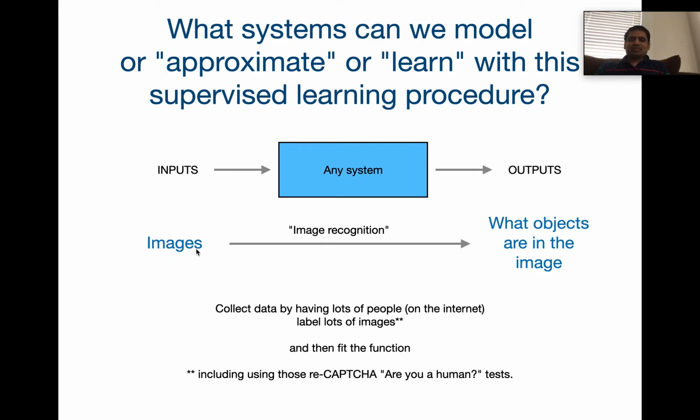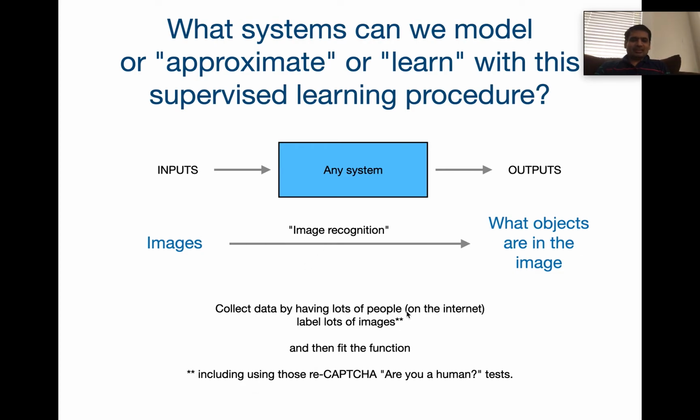I'm going to quickly go through a few examples. Imagine the inputs are images, and the outputs are what is the object in the image or what are the objects in the image. And the function that takes these images to the objects in the image would be considered something that does image recognition, right? So how would you construct this function? You would collect data by potentially having lots and lots of people on the internet maybe label lots of images. And then once you have this data set, you can try to fit a function.